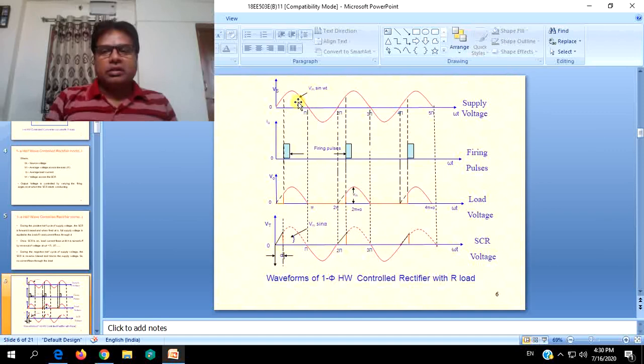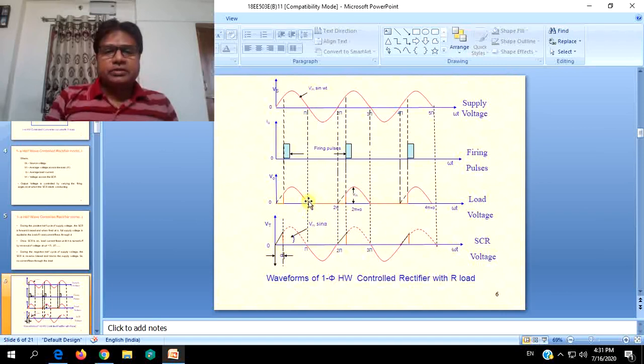And as we are considering the load to be resistive, the load current will also follow the same path as the load voltage, in phase with the load voltage. At the same instant alpha, the load current will come into existence. Current flows through the load, reaches its maximum value and decreases, just like a sinusoid, following the source current, and again becomes 0 exactly at pi, or at the end of the positive half cycle.